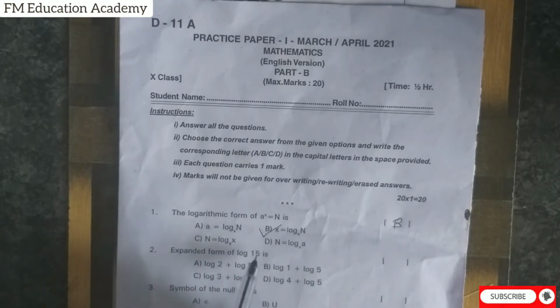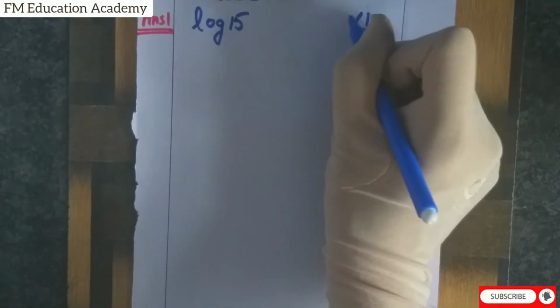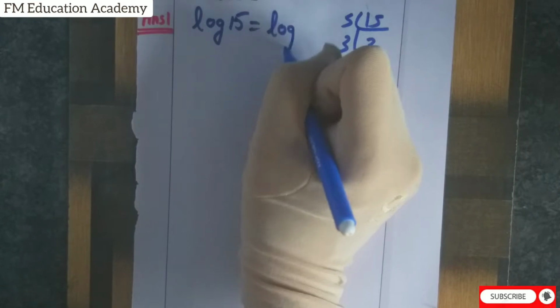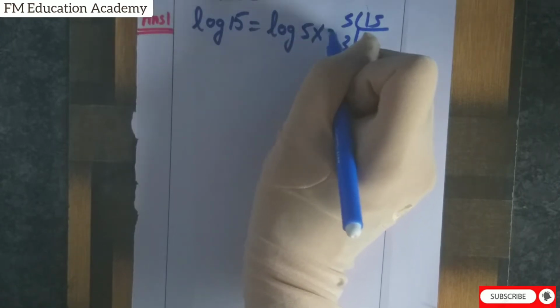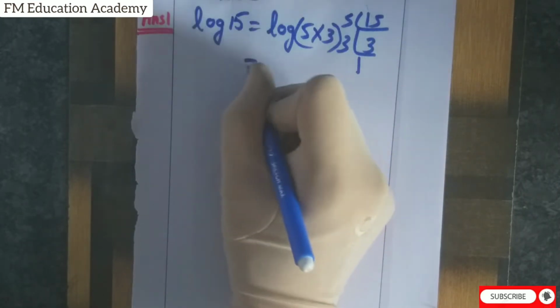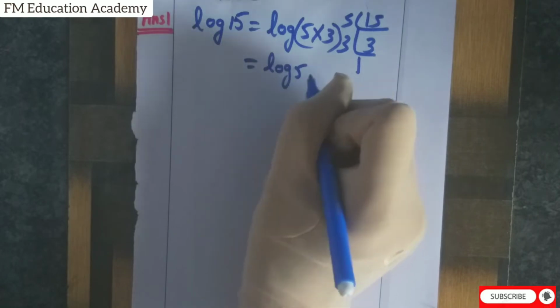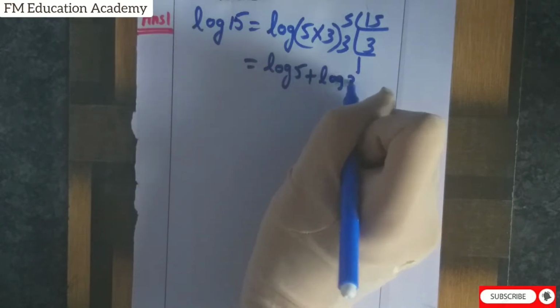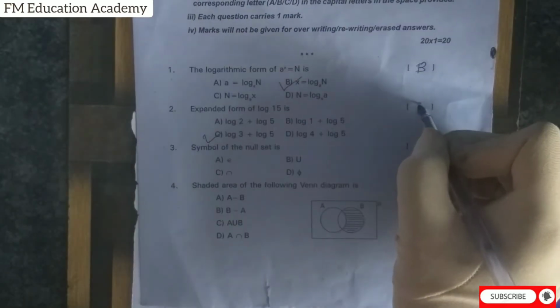Second question, expanded form of log 15 is. We know the prime factorization of 15 is 5 3s are 15. So we can write 15 as 5 into 3. Now we know that log a into b is log a plus log b, that is nothing but log 5 plus log 3. So my answer is option c, so I'll write here.